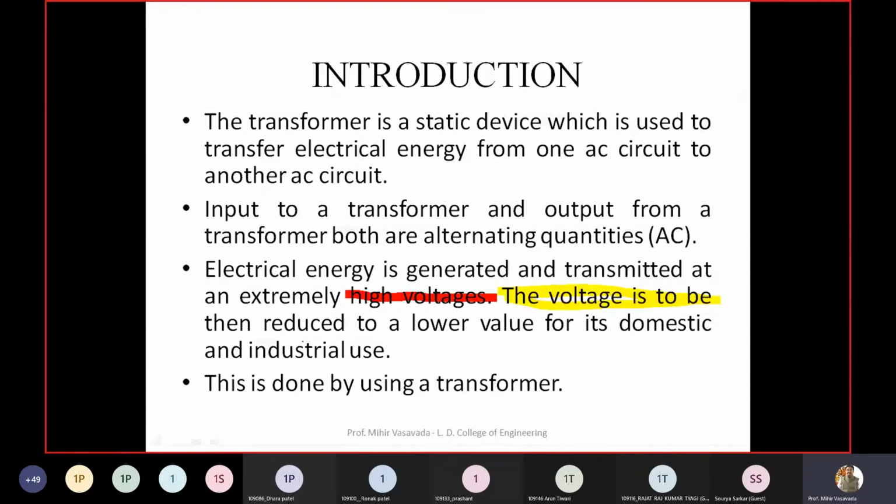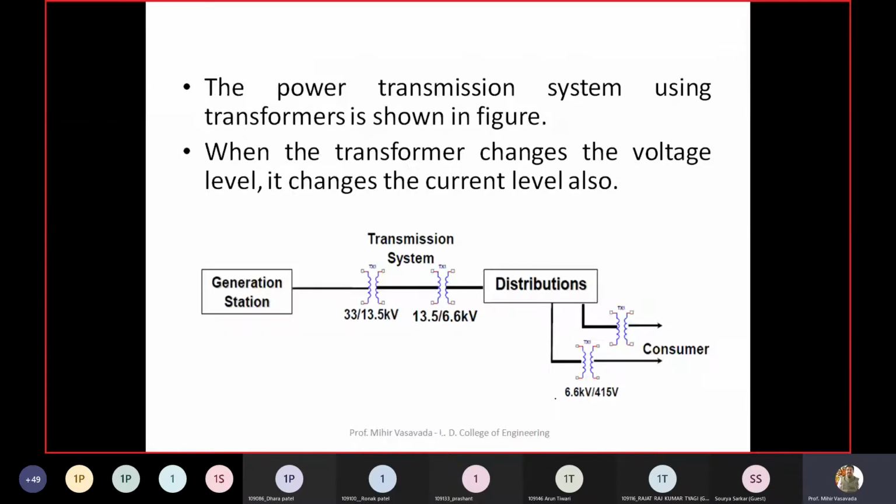So the transformer is used to increase the voltage level, right? When you are generating the power for transmission, and after transmission, when you are distributing the power to consumers, you need to decrease the voltage level. So at every stage a transformer is required, right? This is just a basic diagram.